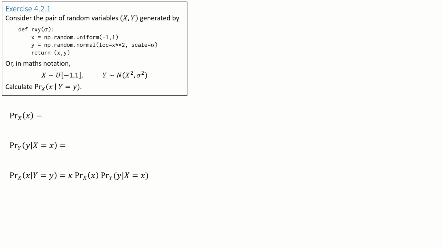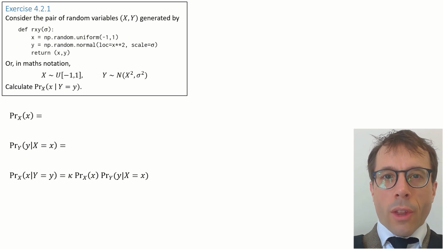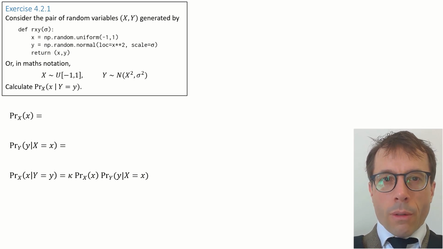First step, write out the likelihood for x. Then write out the conditional likelihood for y conditional on big X equals little x. Then write out Bayes' rule. I've written it here in a slightly different form to what we had up a moment ago. I've written it here with a constant kappa, which incorporates that nasty denominator term, the likelihood of y.